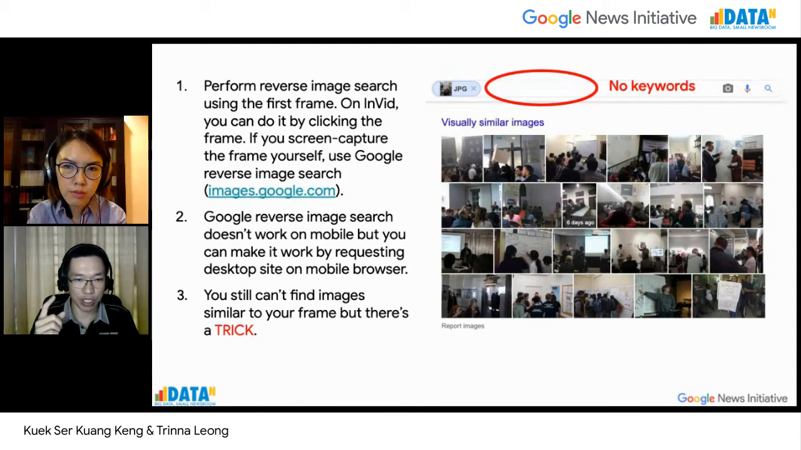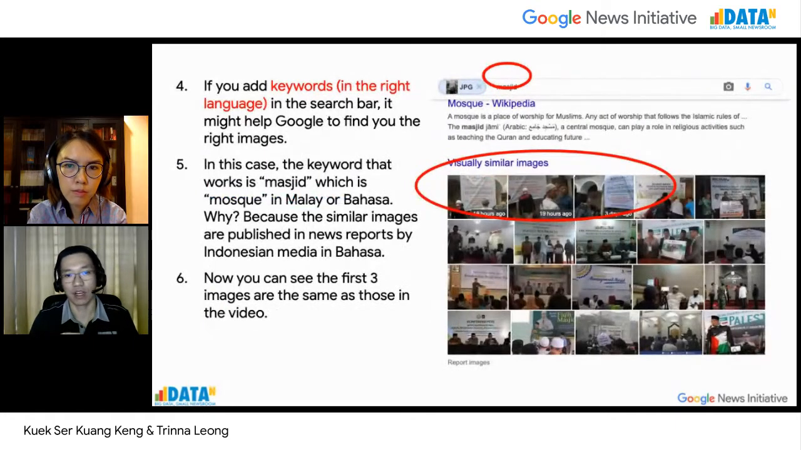So there's a trick here. The trick is that sometimes you need to put in a keyword in the search bar, to help Google to narrow down the search results. So what I did here is that I put in the word masjid. Masjid means mosque in Malay or in Bahasa Indonesia. So why didn't I put in the word mosque? Because I was suspecting that this might happen in Malaysia or Indonesia.